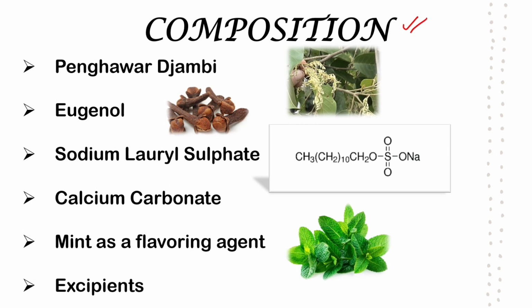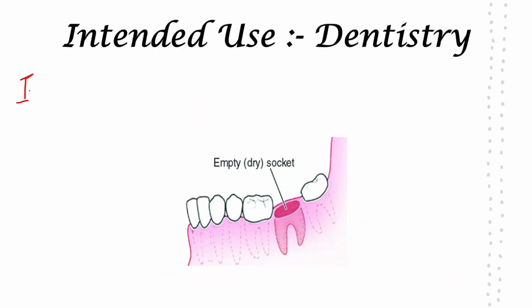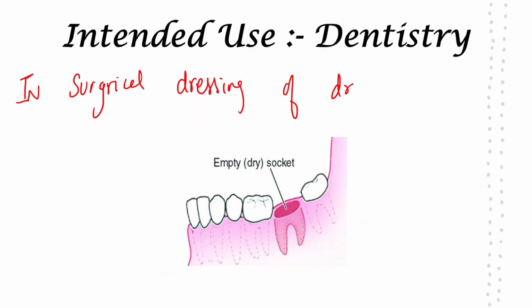It is a brown fibrous paste composed of pengavar-jambi, eugenol, sodium lauryl sulfate, calcium carbonate, mint as a flavoring agent, and excipients. Excipients are those substances which are added to the preparation so as to increase the mass and shelf life of the preparation. The intended use of Alveogyl paste in dentistry is surgical dressing of dry socket.